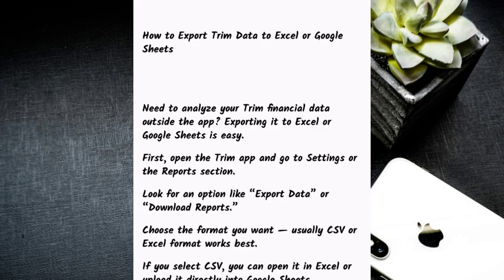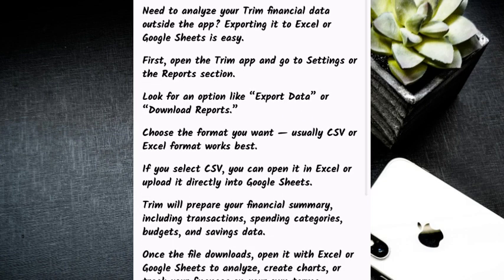First, open the Trim app and go to settings or the report section. There you're going to look for an option like export data or download reports. Go ahead and choose the format that you want. It's usually CSV or Excel format that works best. If you select CSV, you can open it in Excel or upload it directly into Google Sheets.